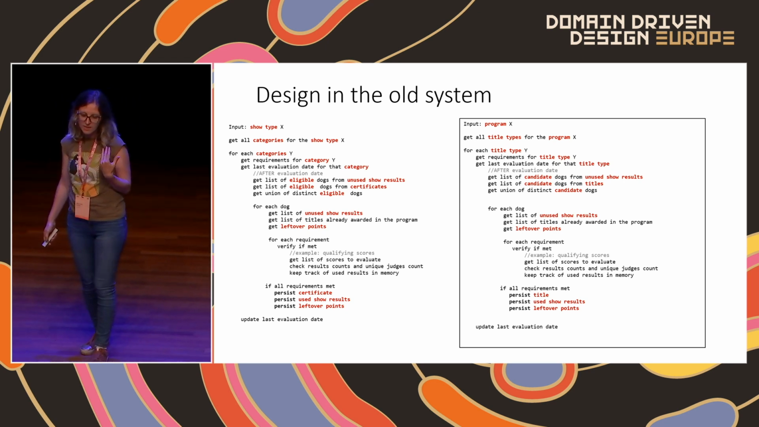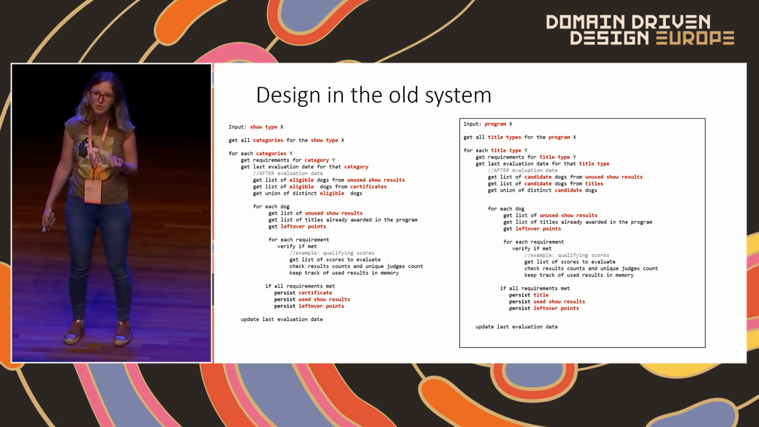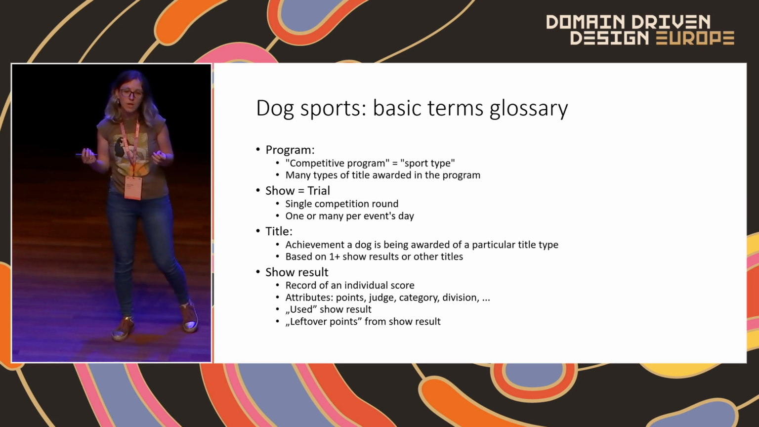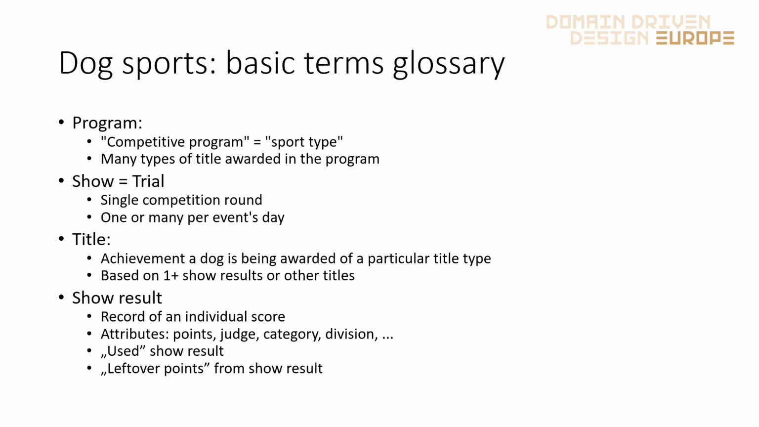But when they said something, it took us really long time to find that thing in code because the names were completely inconsistent. So first, I wanted to clarify those few basic terms, because I'll be using this later on, right? So it's relevant. So the program is used in a sense of a competitive program. It's a type of sport.